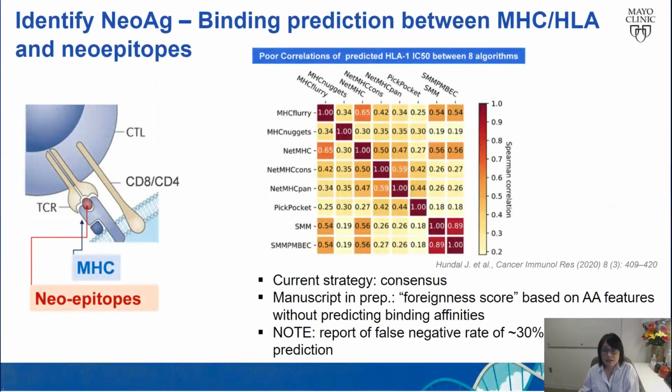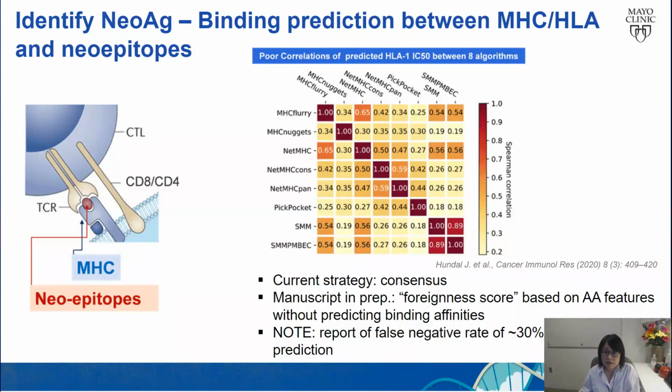Second, the uncertainty of predicting HLA neoantigen binding. To the right is the correlation coefficient matrix of neoantigen binding affinities to class 1 HLAs between 8 published methods. The concordance is very poor. So our current strategy is to only study the neoantigens with consensus prediction among multiple tools.